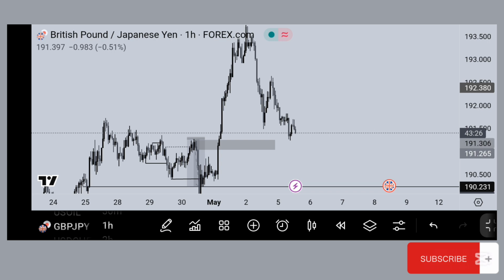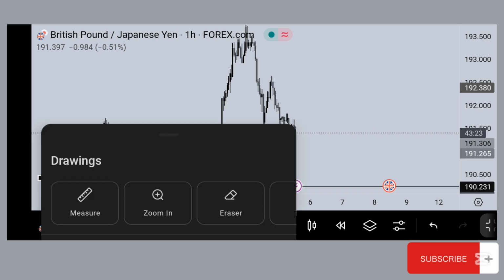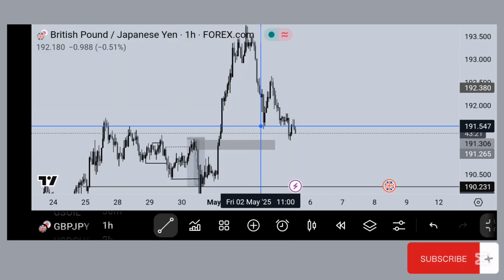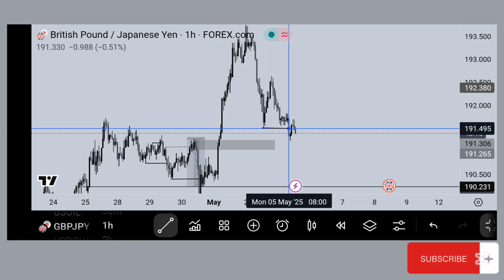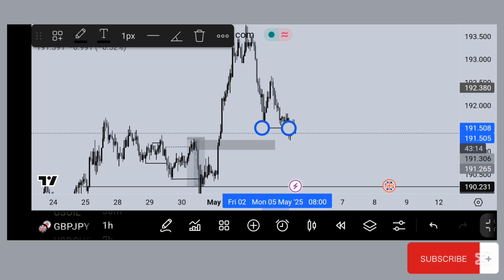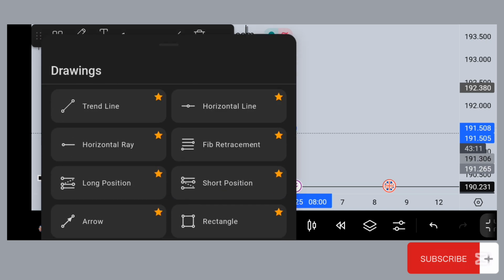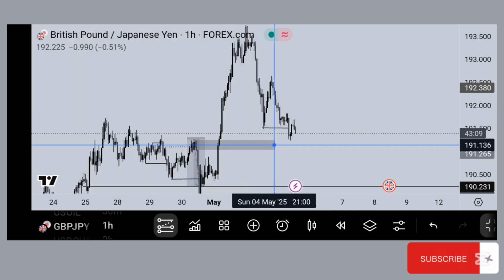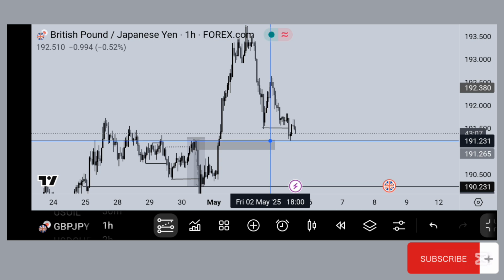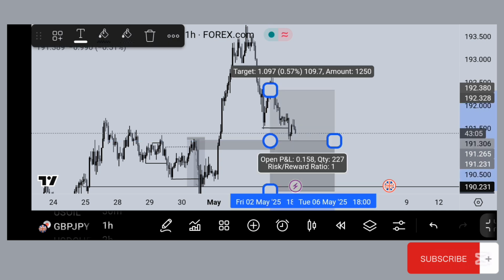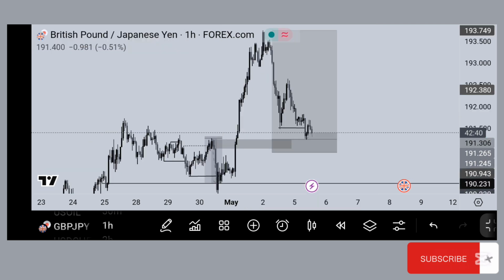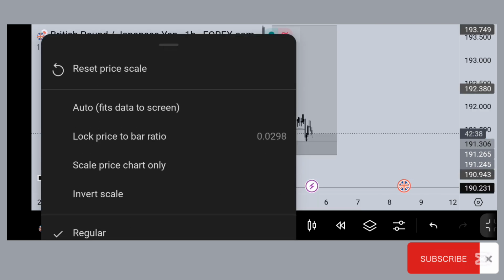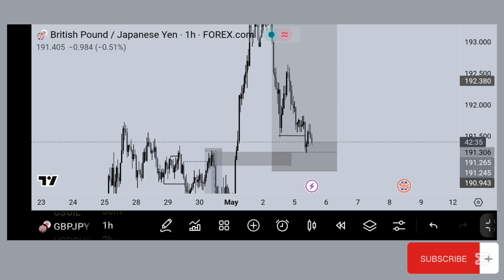Then the first pullback it makes is my inducement, which is this, the first pullback it made. It's my inducement. Then I'll be taking a buy from these points. I'll be holding to the next swing high. Looking at this now, it has triggered, but I haven't entered this trade.